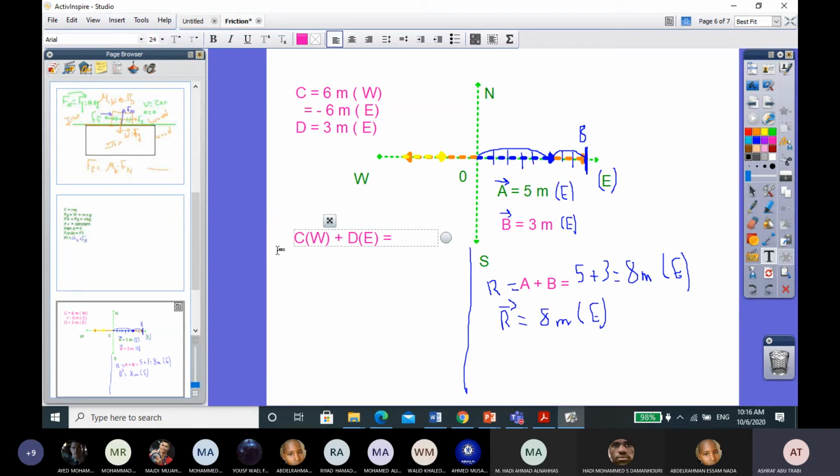Okay, so here C in the west direction, it will be what? Minus 6. Minus 6.